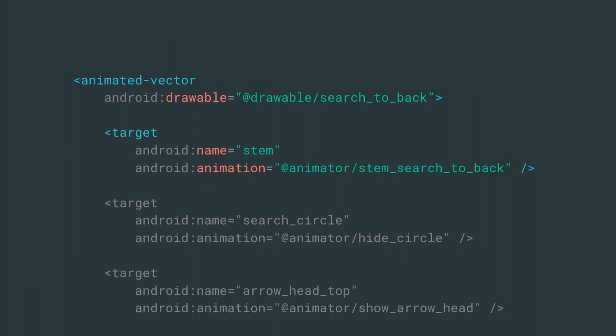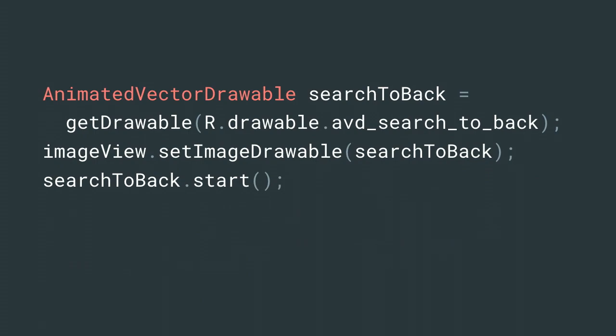And then the last piece of the puzzle is the animated vector, which pulls together the drawable and the animator and says what to run it on. So here you identify it by name, so on that stem, run this animator. And then finally, to use it, you just load it as a drawable, set it on an image view, and call start. So hopefully you can see maybe a bit of effort, but I think worth it for the quality, some character to the application.